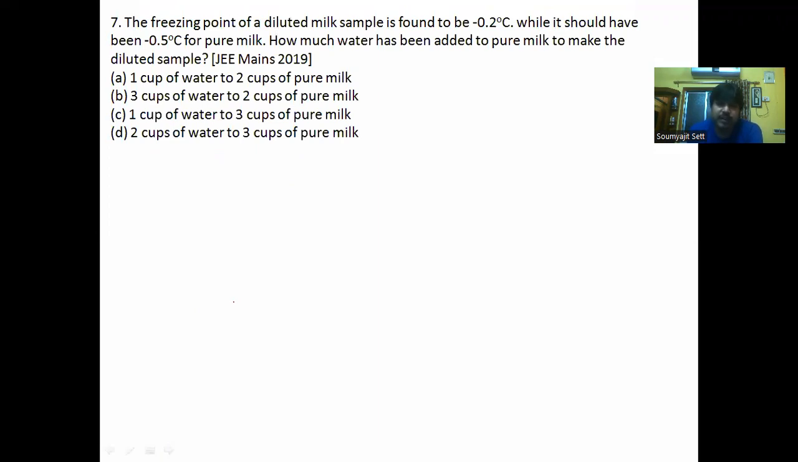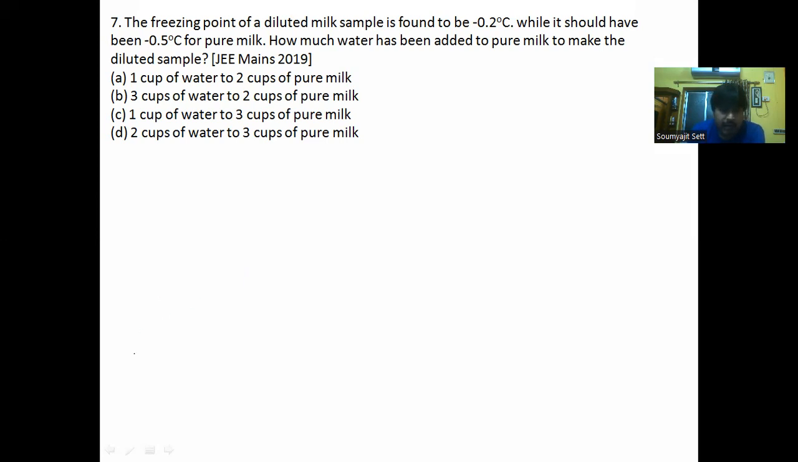Now, this is a very interesting question. See, the freezing point of a diluted milk sample is found to be minus 0.2 degrees centigrade, while it should have been minus 0.5 degrees centigrade for pure milk. How much water has been added to pure milk to make the diluted sample? This is a very, very interesting question. Let's see how we can deal with it.